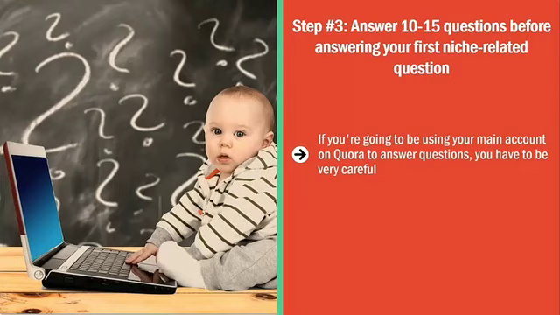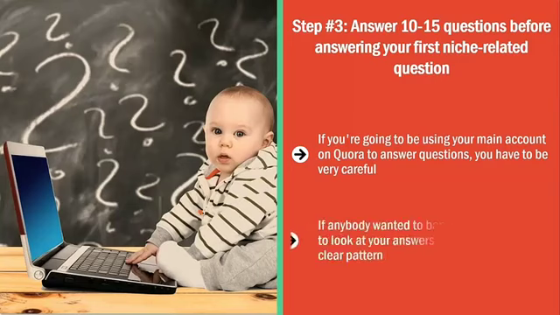You can't just answer all questions that are directly related to your niche and forget about everything else. If anybody wanted to ban you, they just need to look at your answers and they would see a clear pattern. It's obvious that you were just answering only a certain type of question and dropping your link all over the place. That's a dead giveaway. Don't do that. Instead, answer 10 to 15 questions across a wide range of topics before answering a question that is directly related to your niche.